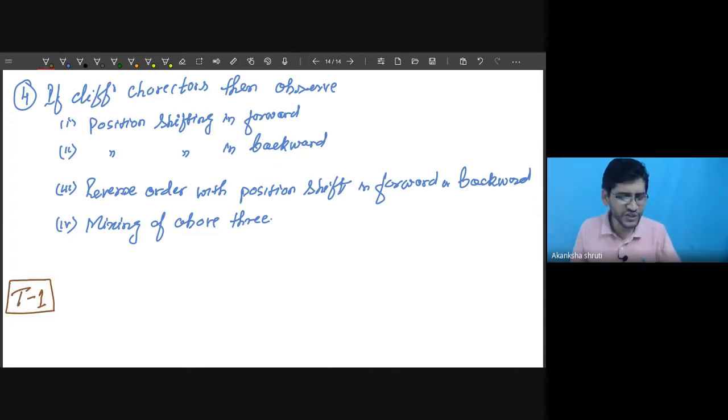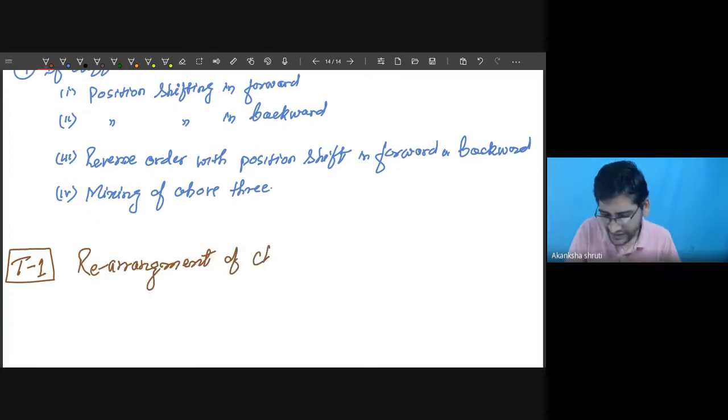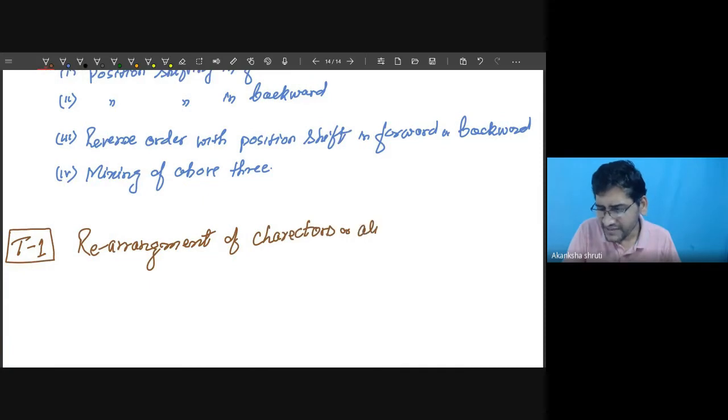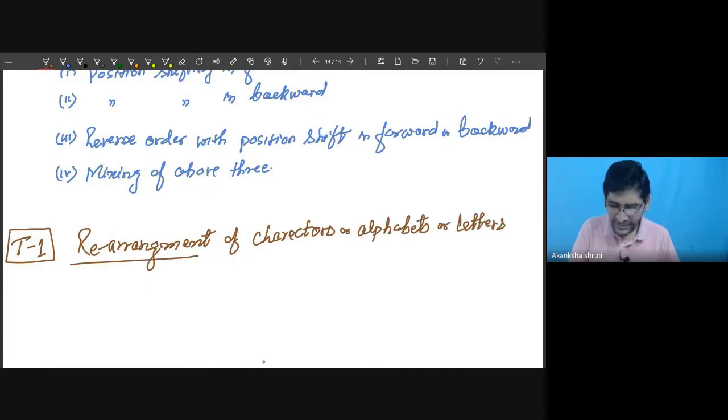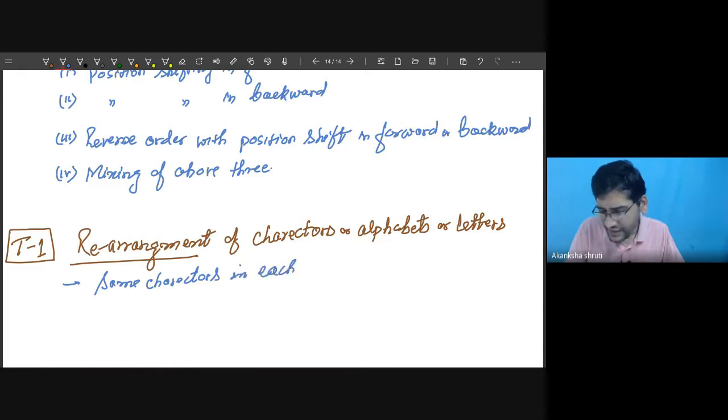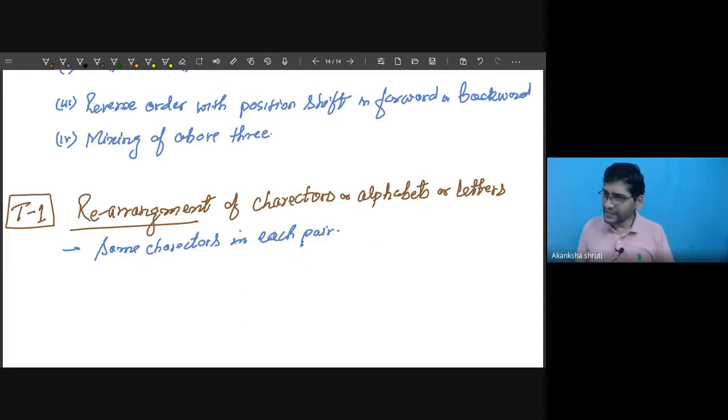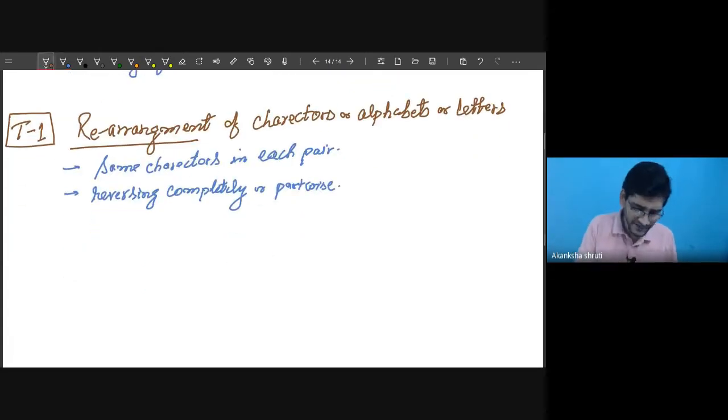The tip 1 based question is the simplest one, based on rearrangement of the characters or alphabets or letters. Rearrangement means the 2 pairs have the same content or same characters in each pair. Then here again what we need to observe is whether it is reversing completely or part-wise. Let me take one example.